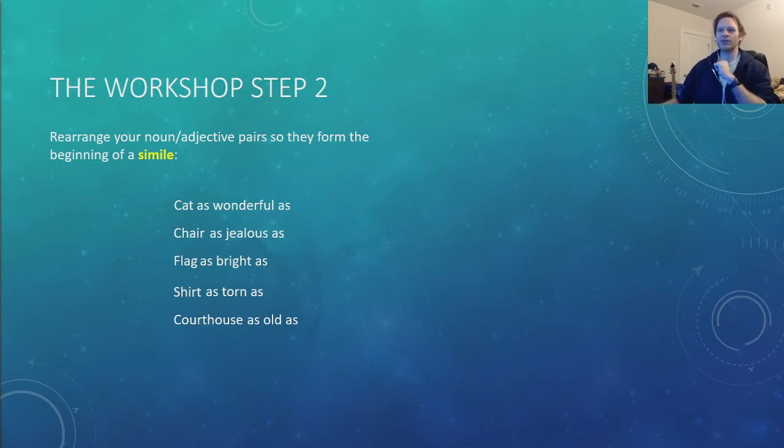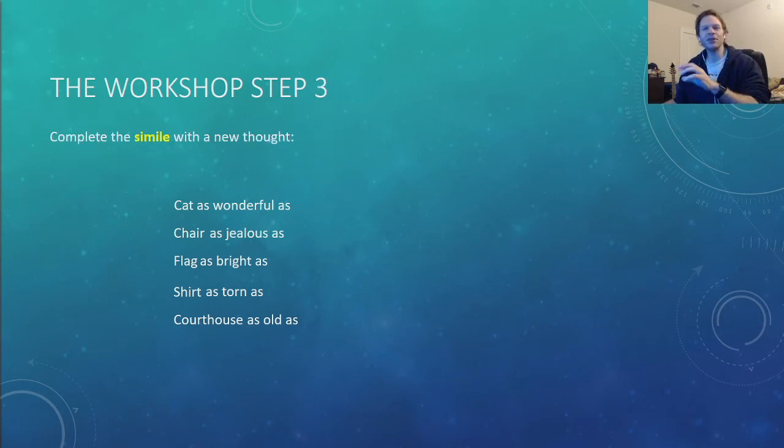Now, with this third step of the workshop, I want to complete the simile with a new thought. A cat as wonderful as something new. What is something that's wonderful but not cat related? And this is where I can really get the wonder of poetry to shine. So for example, a cat as wonderful as my best friend's smile.